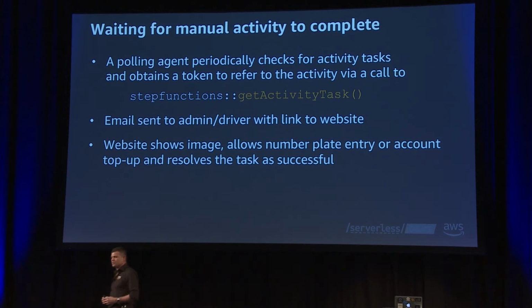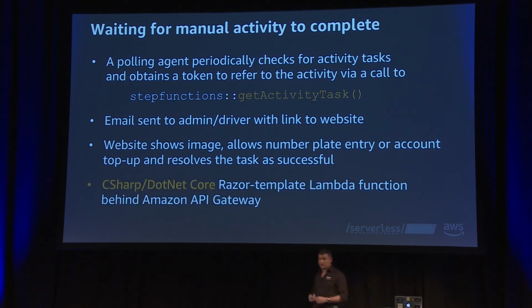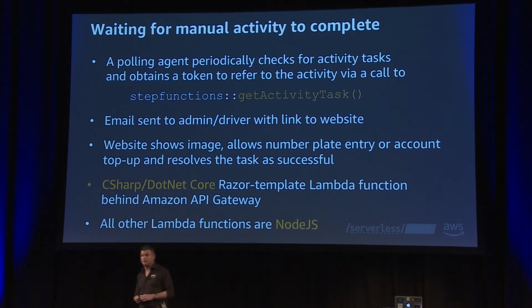Now, in this case, just because I wanted to show off a little bit, I've implemented the website behind Amazon API Gateway, running a .NET Core 2 Lambda function, running Razor templates. So the entire website itself is serverless. I'm not even hosting a single page web app. Everything is running in .NET on the Lambda function, and it's launched just in time whenever somebody clicks the link. That website shows the image of the uploaded number plate, so the user can look at that and go, yep, I think that's what the number plate is, and then disambiguate that text. As I mentioned, I'm using .NET Core Razor templates, and all the other Lambda functions in here are going to be Node.js.